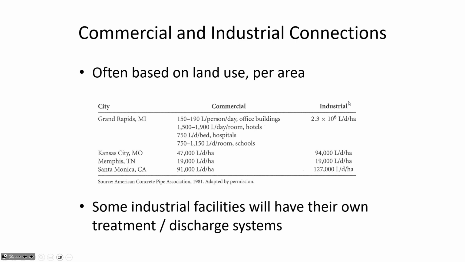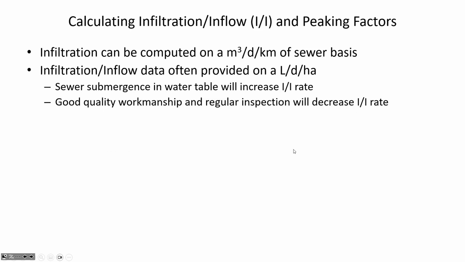Some facilities, particularly food processing plants and feedlots and slaughterhouses, may have their own wastewater treatment plant that doesn't have to be accommodated by the municipal sewer. So you have to be aware sometimes of what kind of an industrial facility it is to know whether or not you've got to size your whole sewer network for that location.